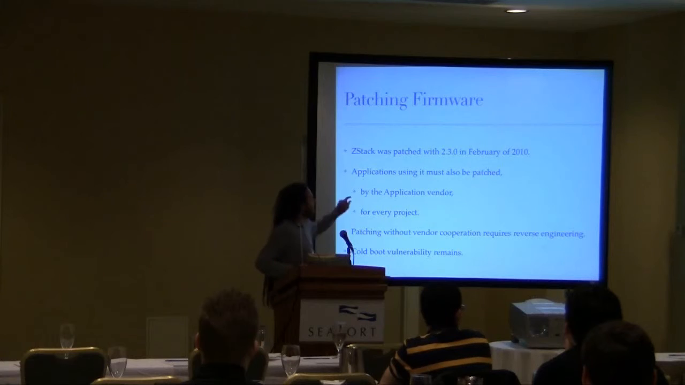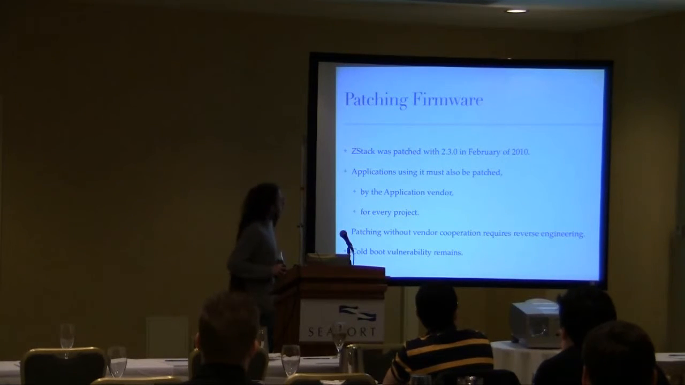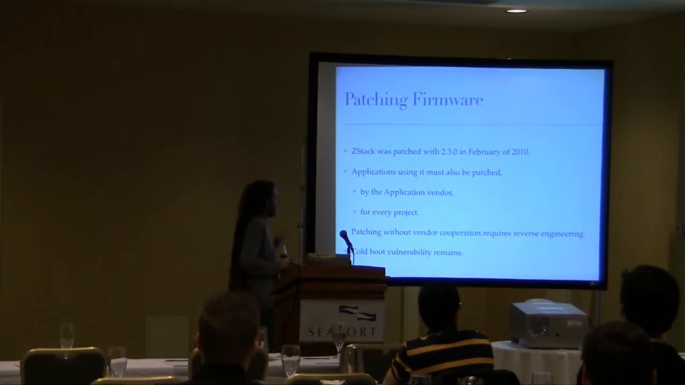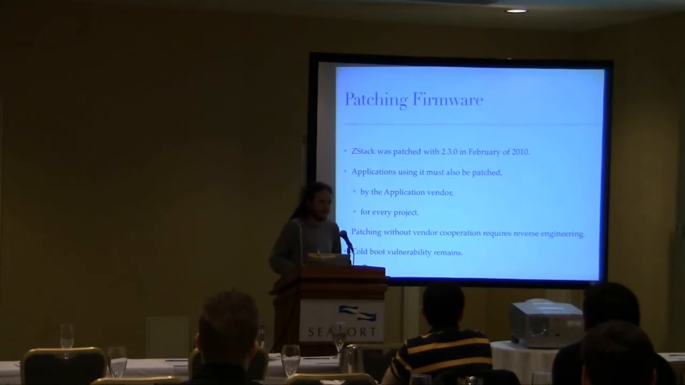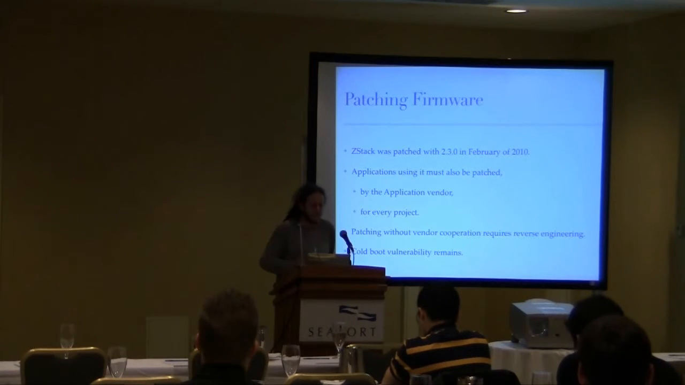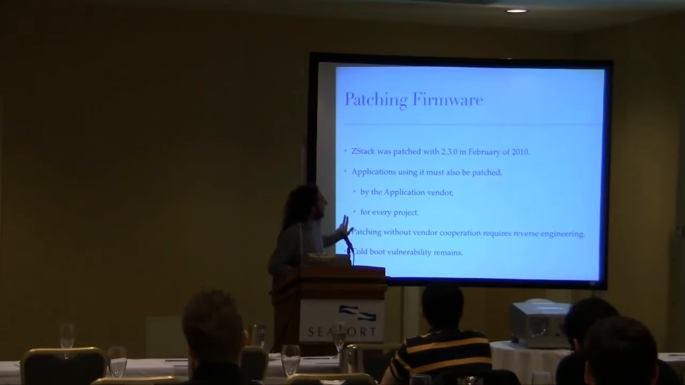So this was patched in February. The applications using it also have to be patched separately by the vendor that built them, and everything on the network has to be patched. So not only your meter, but also your thermostat, your refrigerator, your washer, your dryer, your everything that's connected to the ZigBee network you wish to defend. And the cold boot vulnerability remains. I can connect, erase the chip, dump the RAM, and grab the key from everything written remotely like the example firmware.